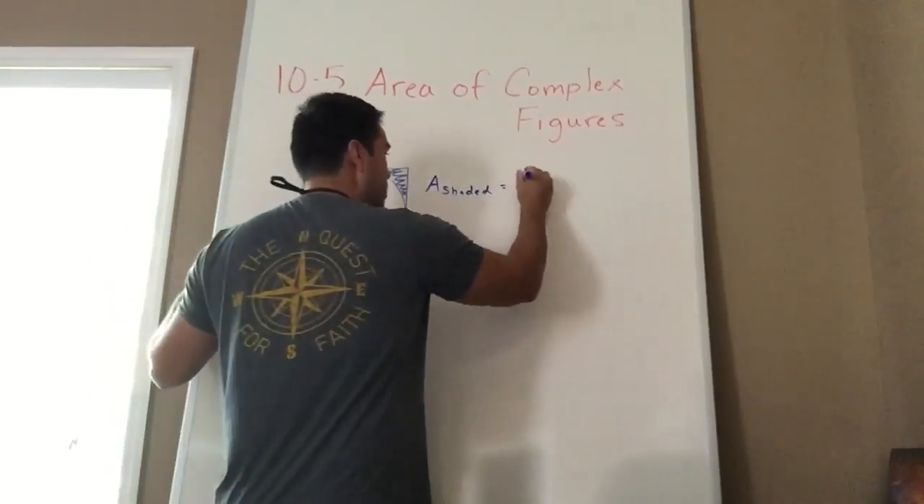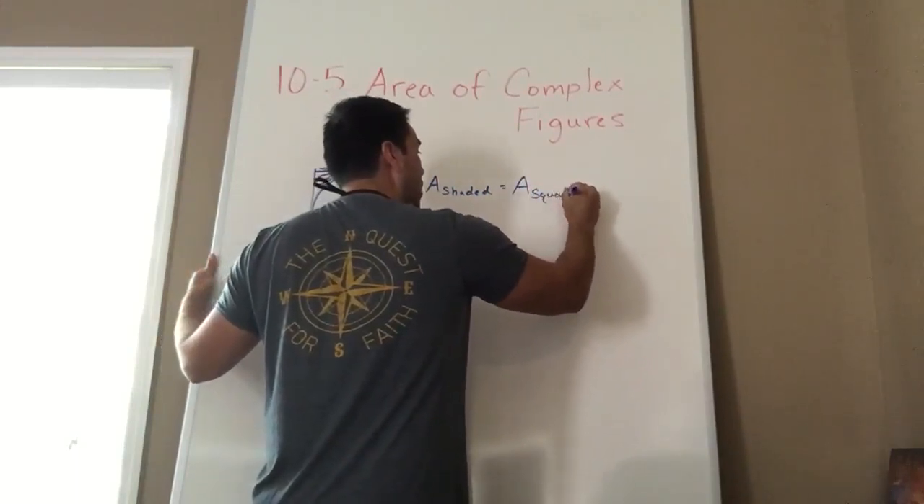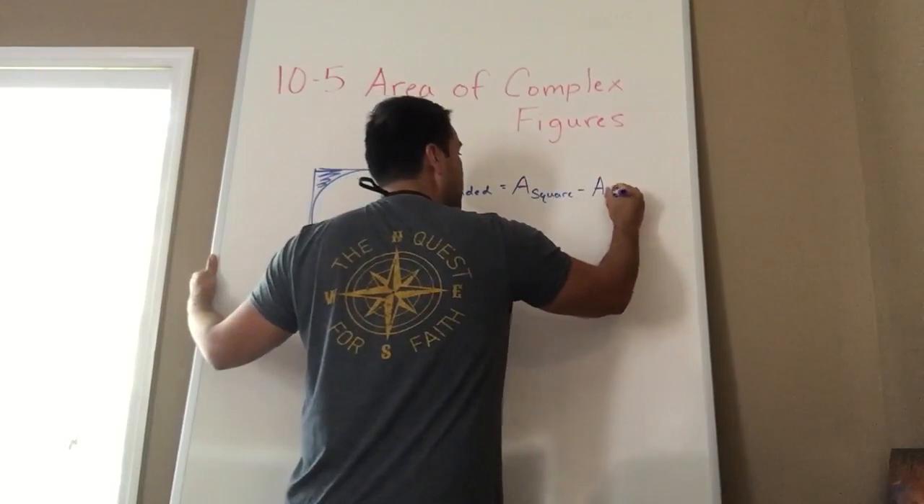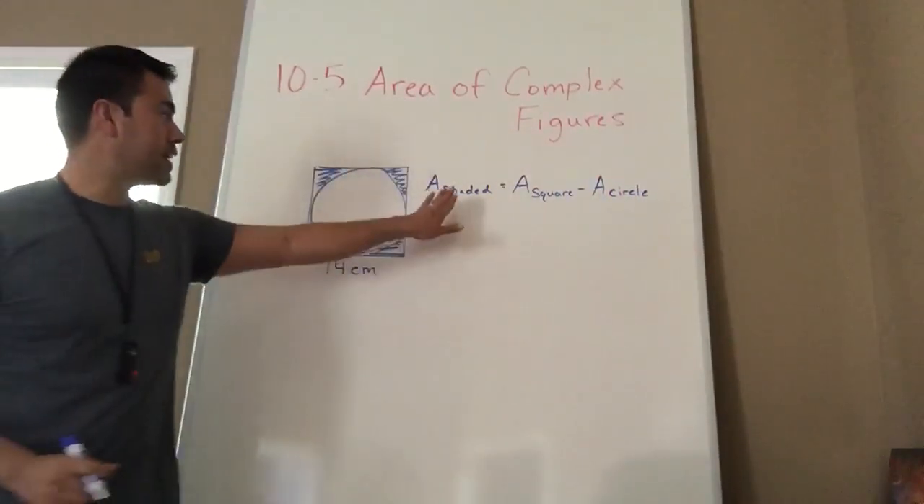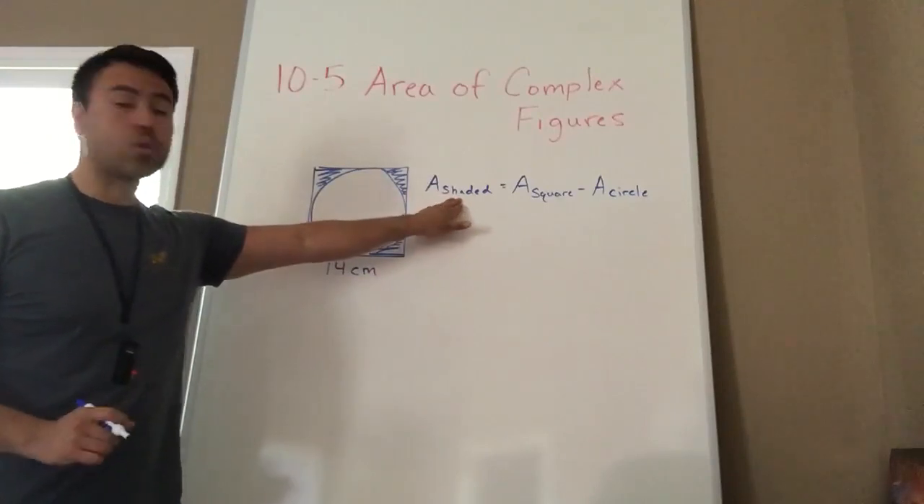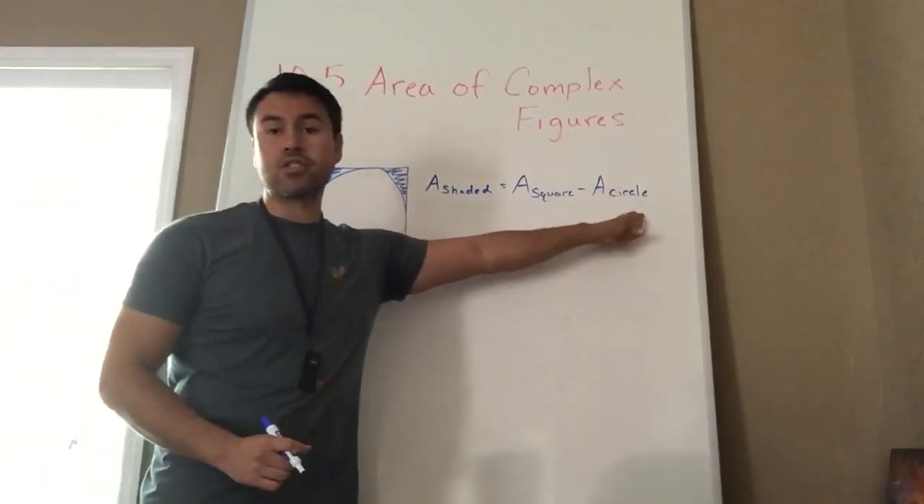the area of the shaded equals the area of the square minus the area of the circle. So that's what I'm going to be working. I want to get the area of the shaded part. In order to do that, I take the area of the square and I subtract the area of the circle.